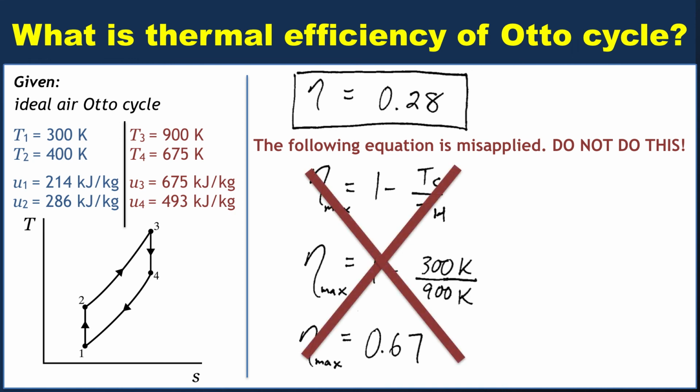The real way to get a thermal efficiency for something like an Otto cycle, a diesel cycle, or a Rankine cycle is to carefully apply the formula for its thermal efficiency and not to oversimplify by assuming you're only dealing with 2 temperatures.